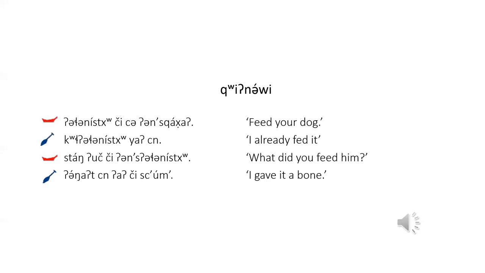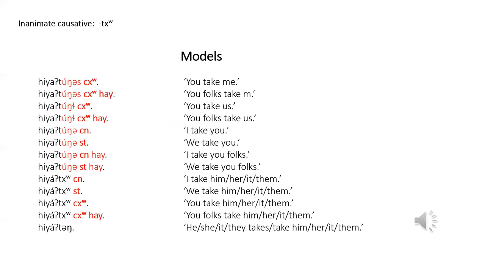Now we're going to go over inanimate causative with the t suffix. The root in the model is hiya, go. When the t causative is added, the meaning becomes take, which means cause to go. It is important to note here that take in English has several meanings that are distinguished in Klallam. Let's listen to the model sentences before we go over them.